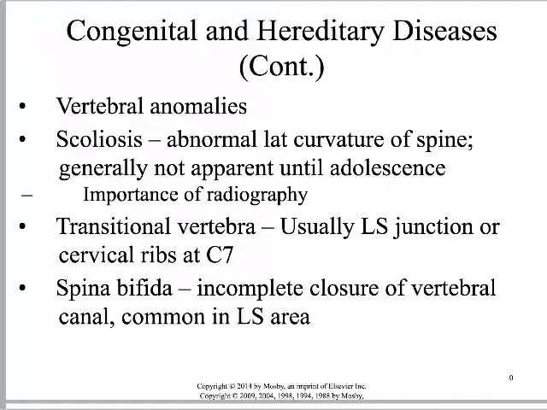Okay, vertebral anomalies. So these are things like transitional vertebra and scoliosis, right? Scoliosis is an abnormal lateral curvature of the spine. It's generally not apparent until adolescence, and oftentimes it's corrected with a brace, or possibly with surgery if the degree of curvature increases, I think, past 40 degrees or something like that. Then we may require some kind of actual surgery.